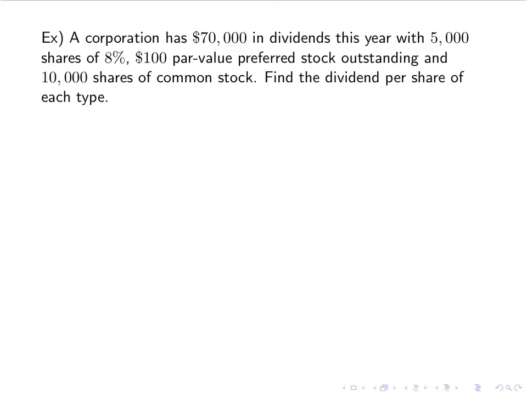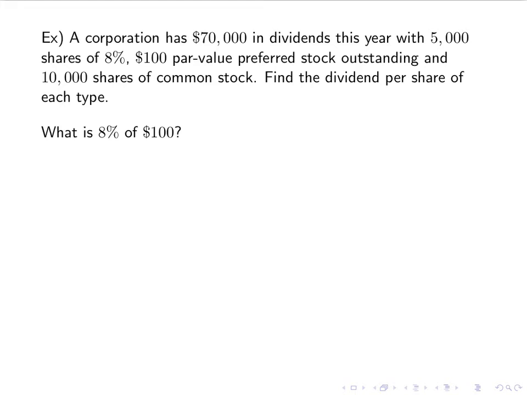So, for example, a corporation has $70,000 in dividends this year with 5,000 shares of 8% $100 par value preferred stock outstanding and 10,000 shares of common stock. Find the dividend per share of each type. When you have more than one type of share, it's really important that in your answer you specify which one goes where. So don't just give me $5 and $8. I need to know it's $5 per preferred share and $10 per common share. So make sure you're writing clearly which one goes where.